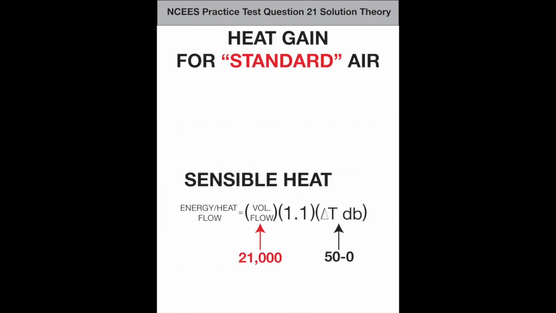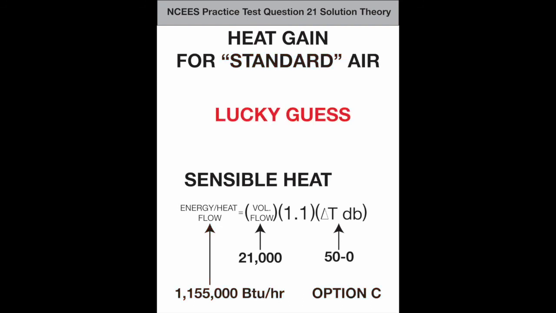Notice that you could have just blindly put 21,000 CFM into the standard air sensible heat equation and got 1,155,000 BTU per hour. This is closest to option C of all the multiple choice answers. Just because you may have done that in your practice doesn't mean you know what's going on in this problem. It's more of a lucky guess.